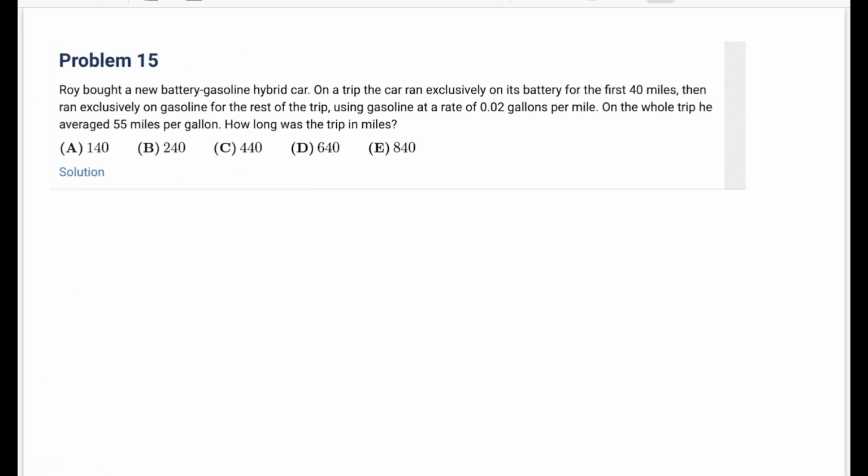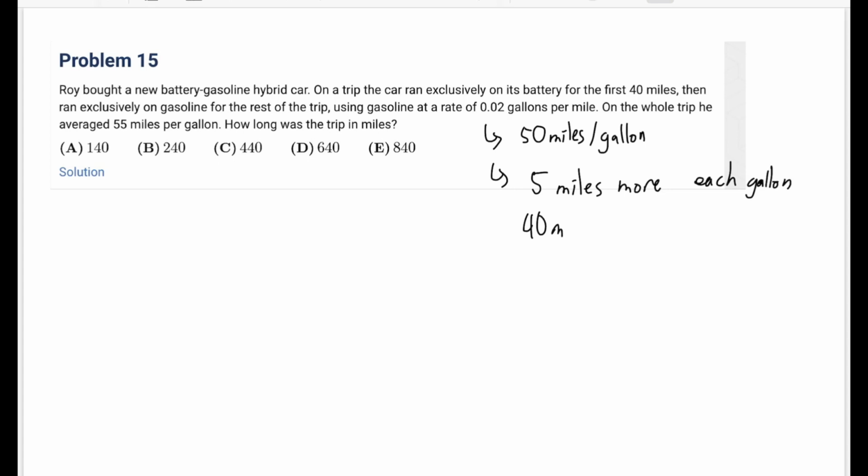On a trip, the car ran exclusively on its battery for the first 40 miles, then ran exclusively on gasoline for the rest of the trip, using gasoline at a rate of 0.02 gallons per mile. So this means that it went 50 miles per gallon. On the whole trip, he averaged 55 miles per gallon. Okay, so this means that he went 5 miles more for each gallon that he used. And so since he went 40 miles more, for how many gallons?